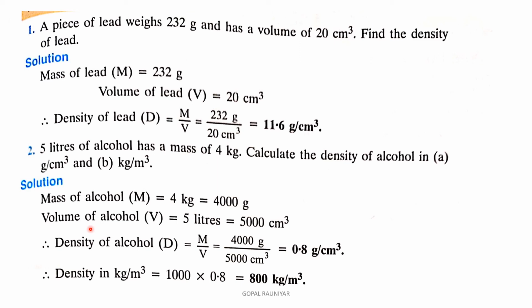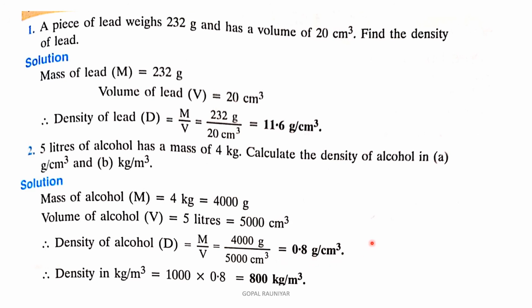Now second, the given volume of alcohol. Volume is given 5 liters. We all know that 1 liter is equal to 1000 centimeter cube. So 5 liter is equal to 5000 centimeter cube. So density of alcohol is equal to mass upon volume, 4000 gram upon 5000 centimeter cube. That will give 0.8 gram per centimeter cube.